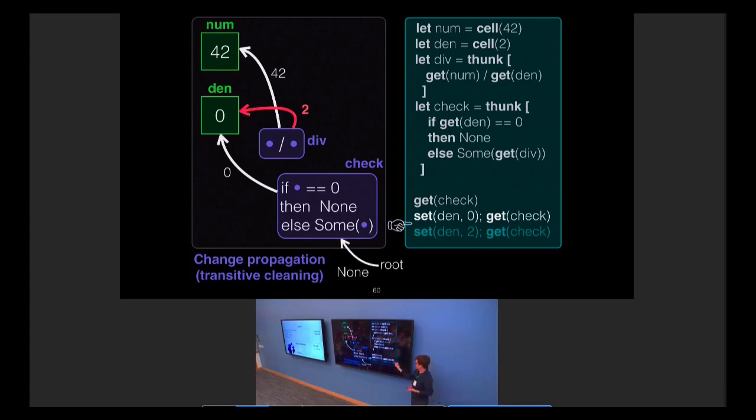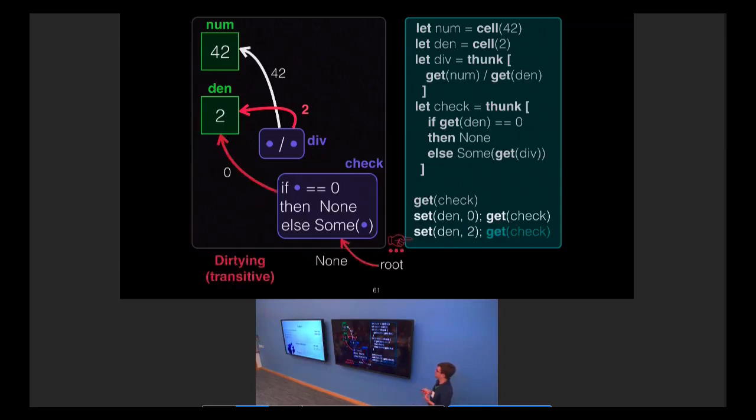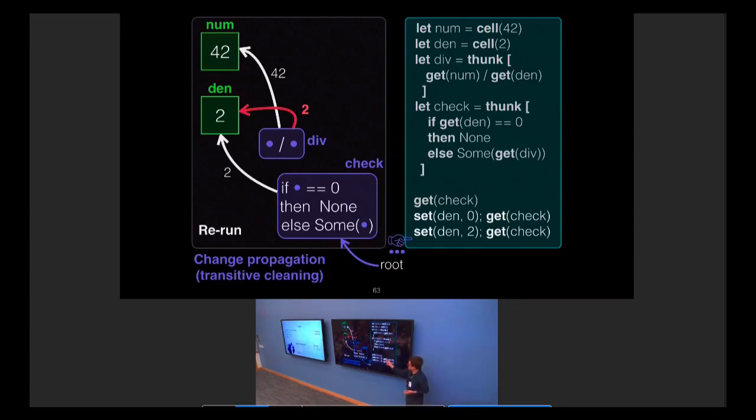And now the condition switches to the other branch, right? So I don't do the division anymore. And I just return none. And I can do the same thing and kind of flip it back. So if I set the denominator back to 2, I dirty again. Then when I do the get check, I reforce. And I see 2 again. And now this is the interesting thing: the next thing to happen is the condition flips back and will demand that I get div.